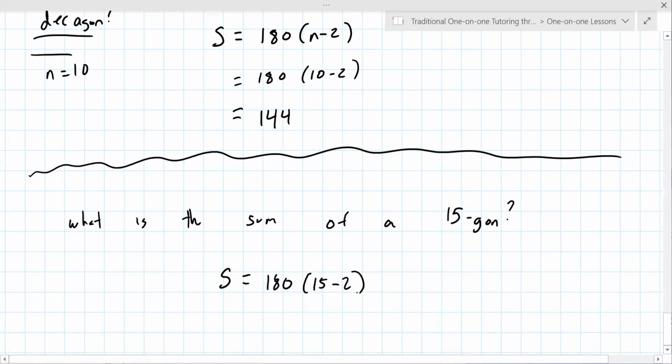That equals 2,340. Very good. Okay. So these problems are not very difficult once you have the formula. Would you agree? All right. So let's do this here. We're going to go backwards.